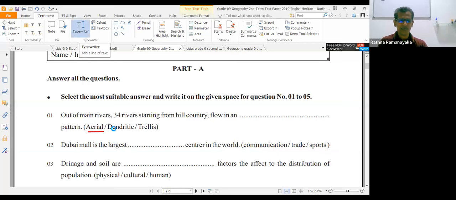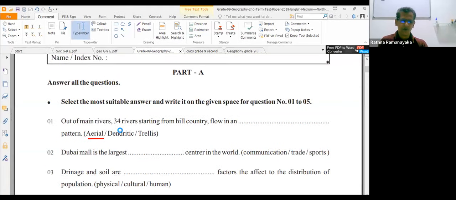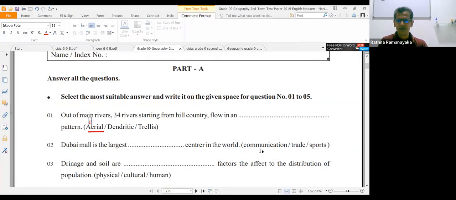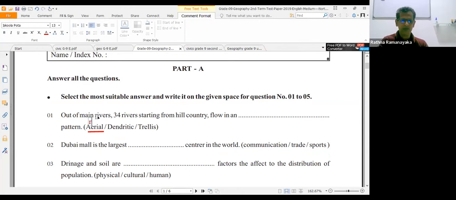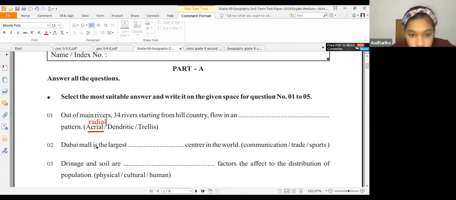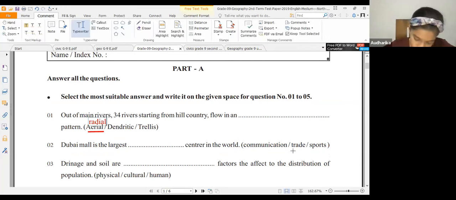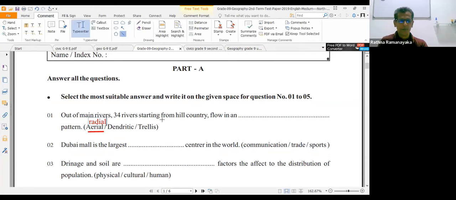Like a bike with spokes, right? All the rivers from the central hill flow in a radial drainage pattern. Right. Second one. Dubai Mall is the largest center in the world. Communication, trade, sports. Trade. Yes, Dubai Mall is the largest trade center in the world.